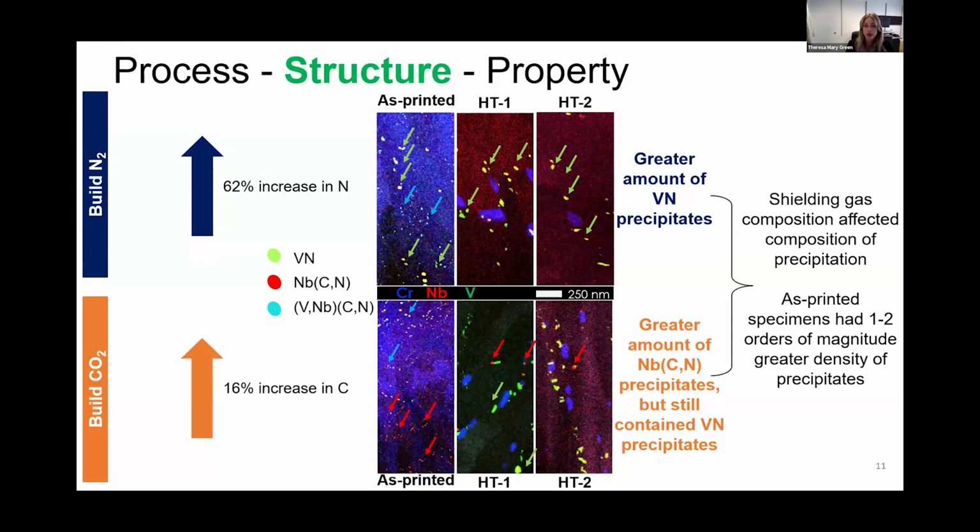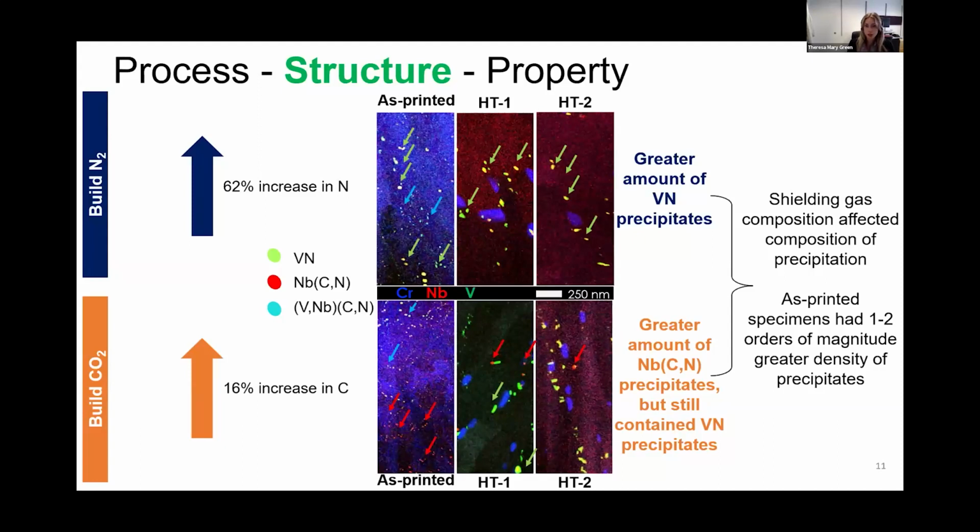In addition, the as-printed specimens had about an order or two of magnitude greater density of precipitates over the heat-treated specimens, as well as over values given in literature for traditional steels fabricated with traditional processes. So that's a good thing to increase that precipitate density.